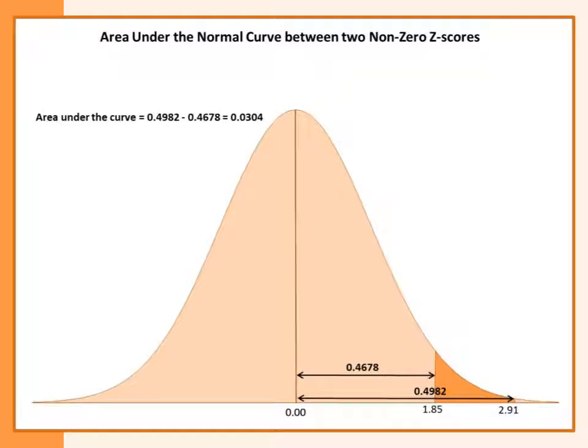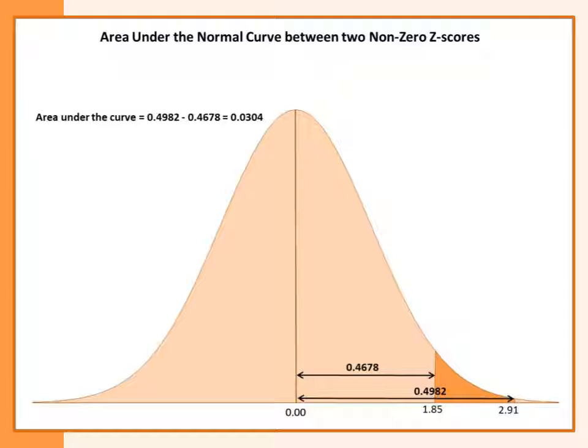Placing both z-score values onto the normal curve, we see that both fall up towards the upper tail of the standard normal curve. An area of 0.4678 falls between the mean of 0 and a z-score of 1.85, and an area of 0.4982 falls between the mean of 0 and the z-score of 2.91.